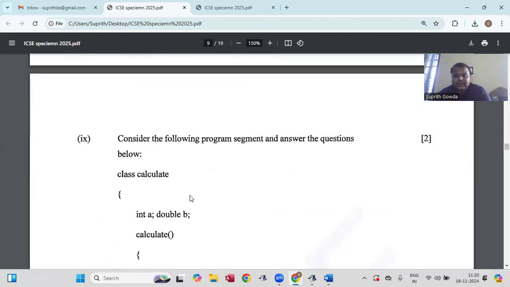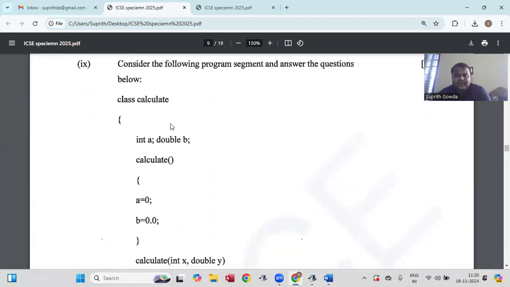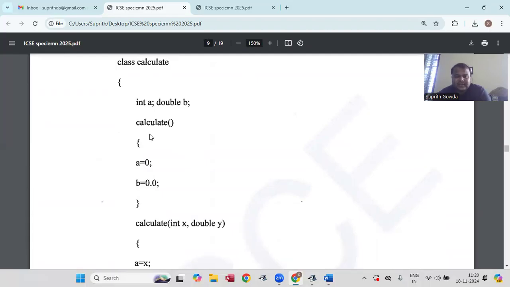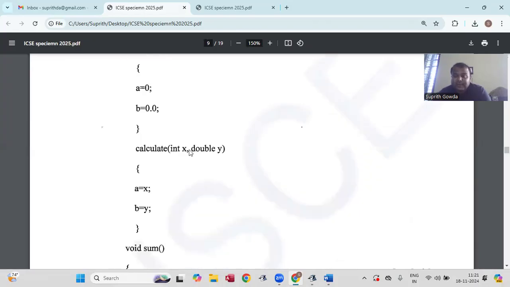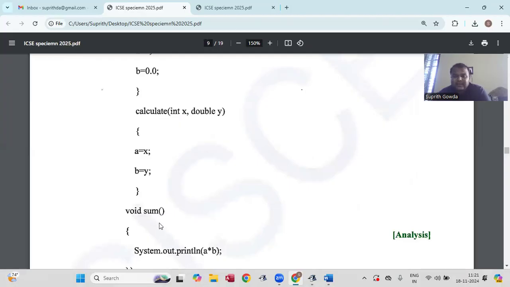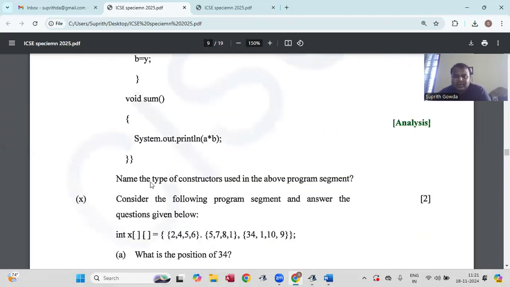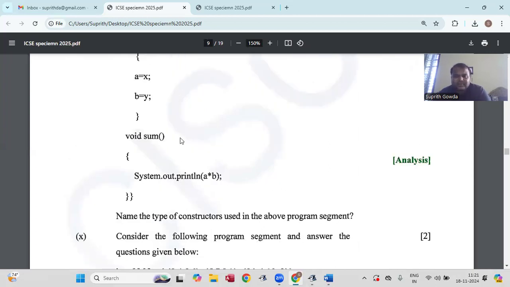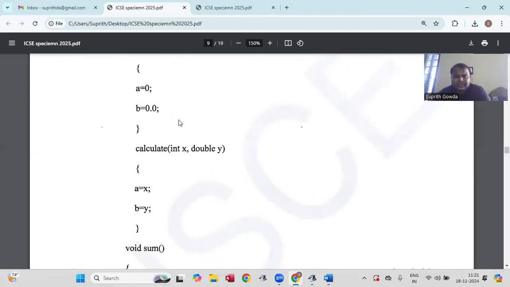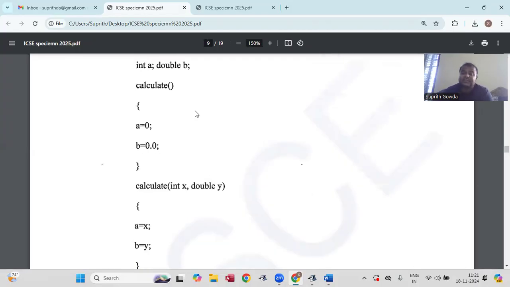Get it? Next, consider the following segment and answer the questions below. The class name is Calculate. It has two variables, int a and b, not initially declared. A constructor with the class name and no parameter means it is a default constructor. He has initialization where a becomes 0 and b is 0.0. That is the default constructor. And he has a parameterized constructor, where a value becomes x and b value becomes 2. And he has a method for sum, System.out.println of a into b. Now name the type of constructor. This one is simple, it is the default constructor. This is the parameterized constructor. The default constructor is also known as the non-parameterized constructor.